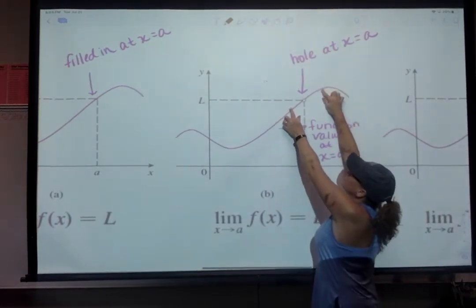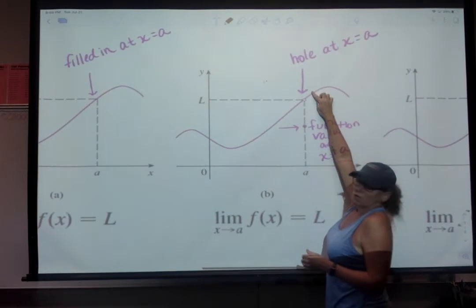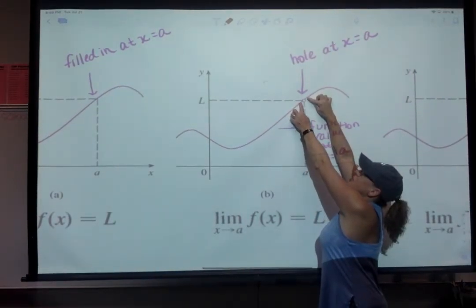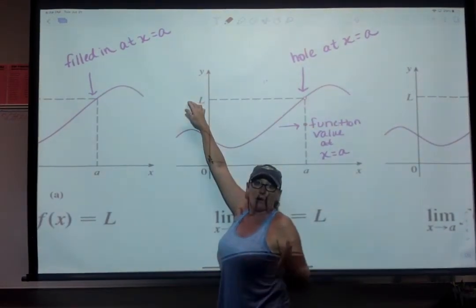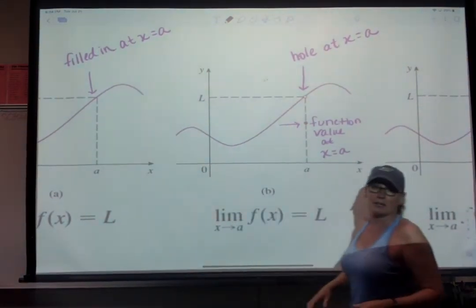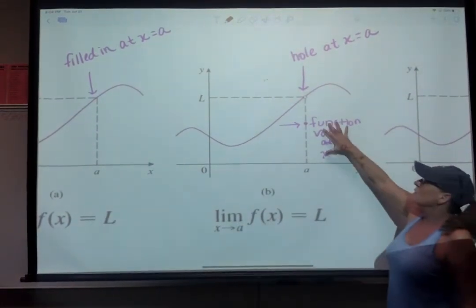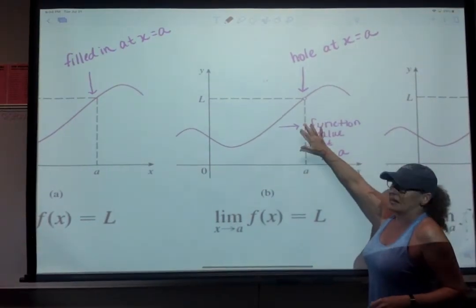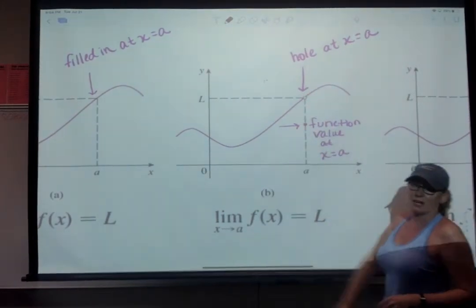As x gets close to a, can you see that these y values are getting smaller? These y values are getting bigger, and they're narrowing in, and they're getting closer and closer to some y value. That's what a limit is. Where are the y's headed? It doesn't matter what the answer is at a. It matters what these are getting close to as we get close to a.